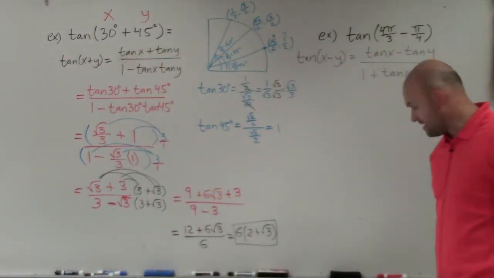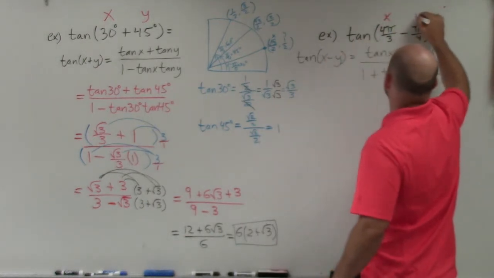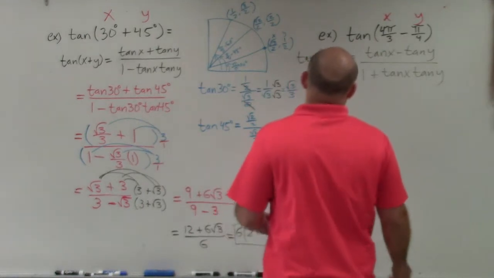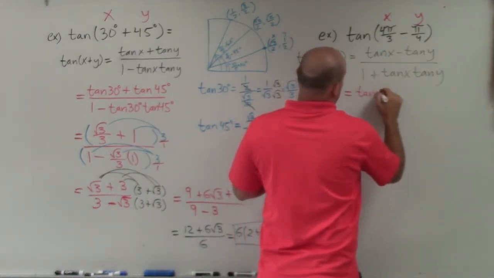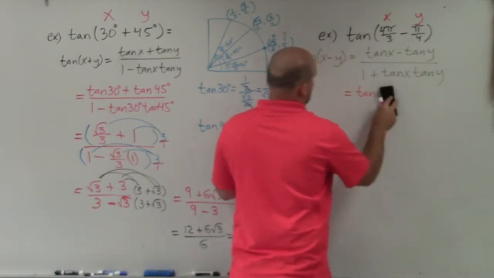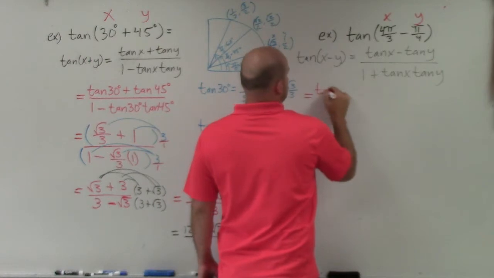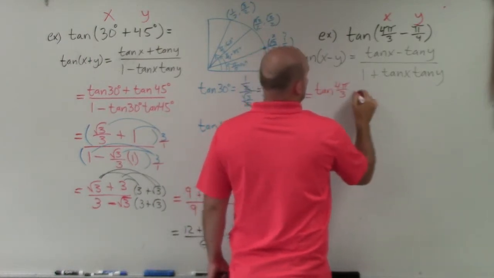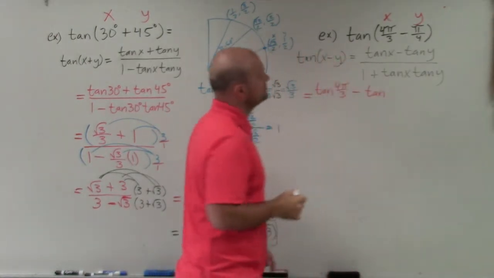So now we need to identify what our x and our y is. Again, this will be x minus y, so it's x minus y. Now we just go ahead and plug in our values. So here I have tangent of, let's write this over here. So I have tangent of 4 pi over 3 minus the tangent of y.